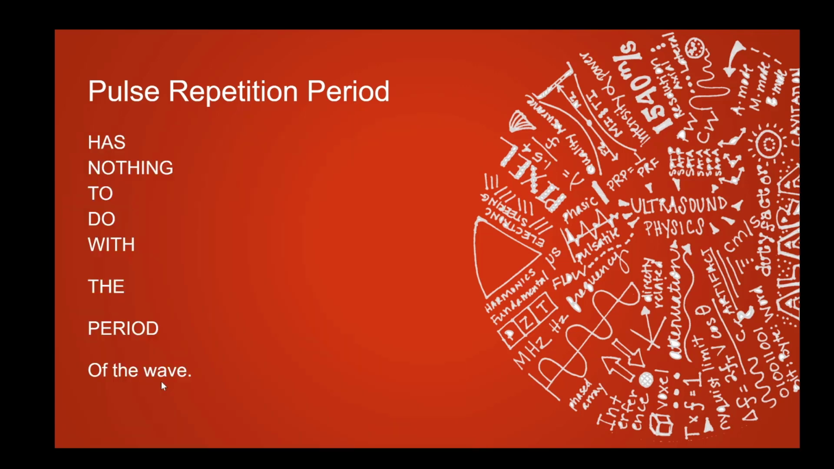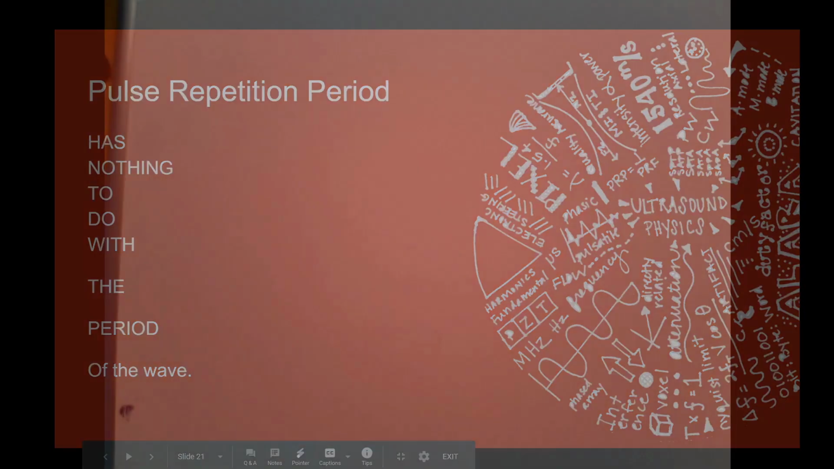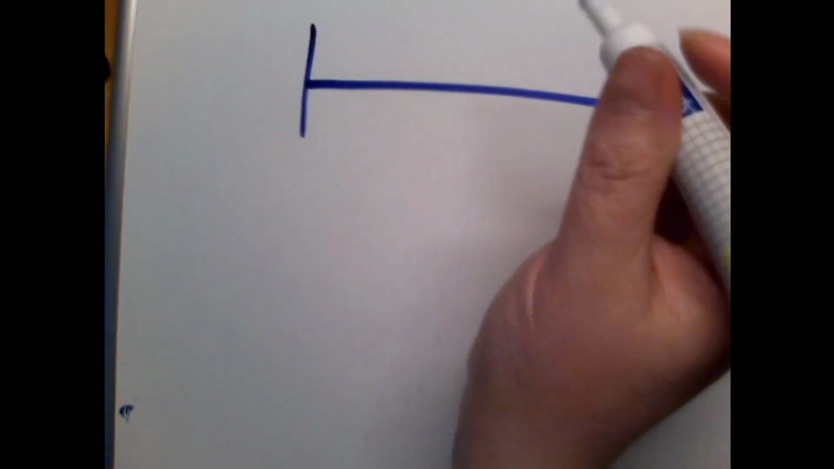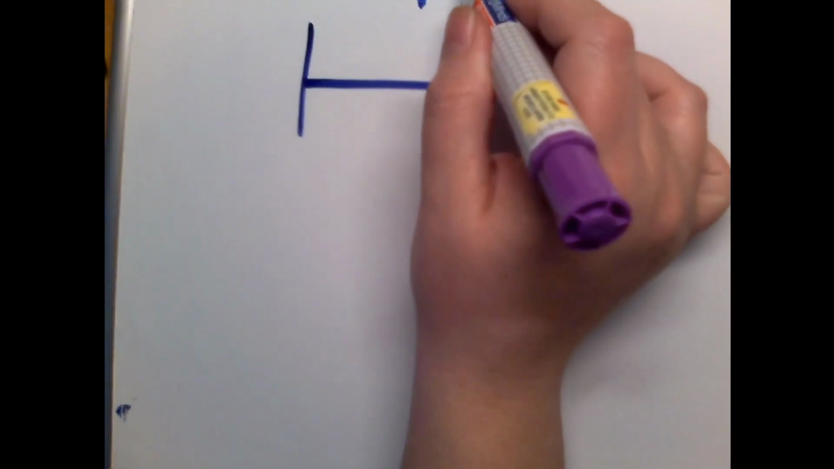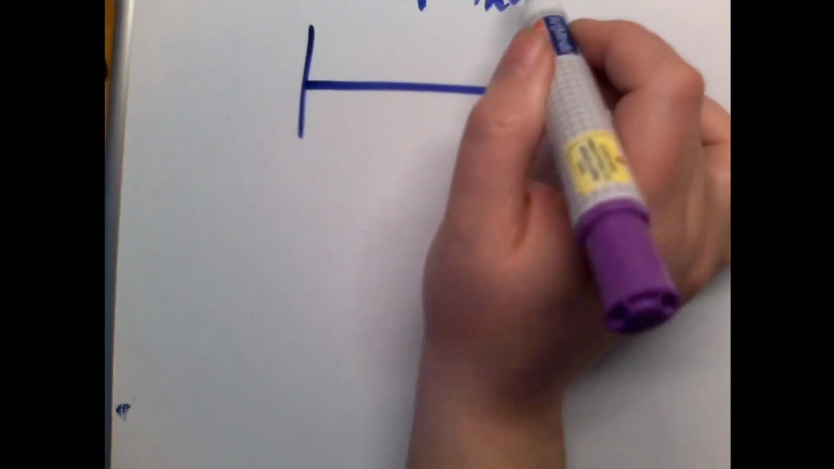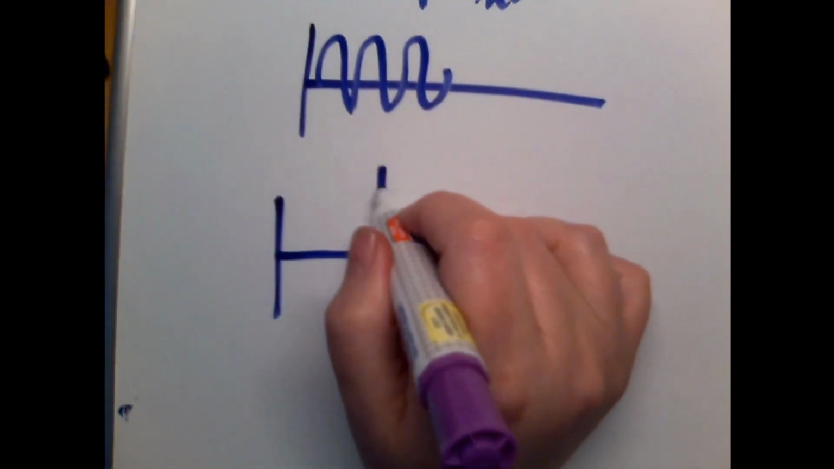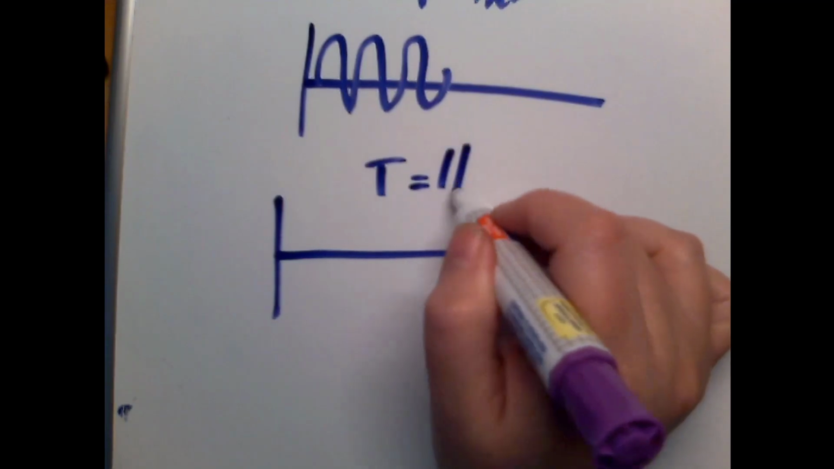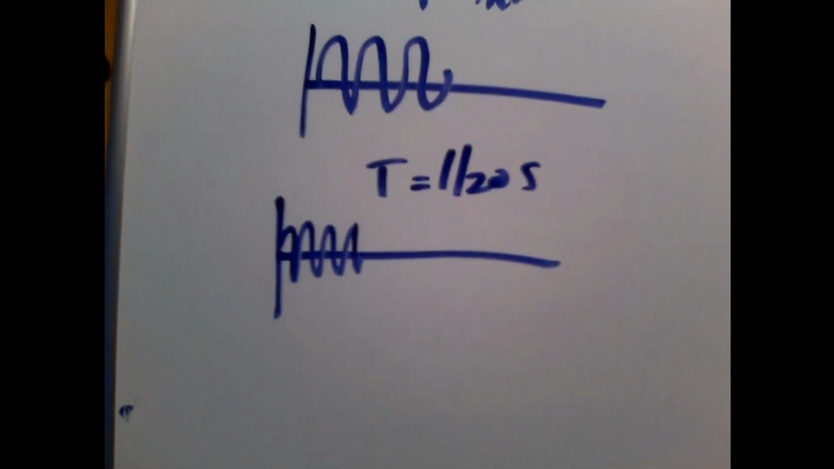Now, one thing I really want to highlight about pulse repetition period, this has nothing to do with the period of the wave. Nothing to do with it. So if I tell you you've got a wave and the period of it is 1/10 of a second, so this is maybe what it looks like, and then you have another wave where the period is 1/20 of a second, so it's probably going to look something like that. It's going to be a little bit shorter.